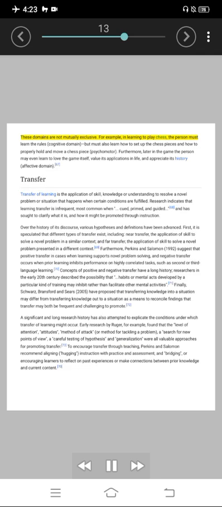For example, in learning to play chess, the person must learn the rules, cognitive domain, but must also learn how to set up the chess pieces and how to properly hold and move a chess piece, psychomotor. Furthermore, later in the game the person may even learn to love the game itself, value its applications in life, and appreciate its history, affective domain.